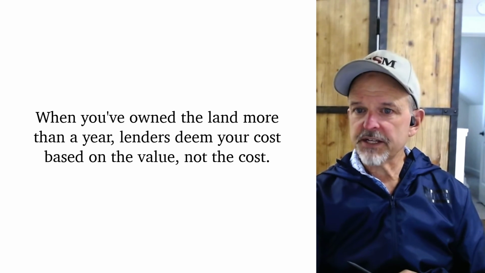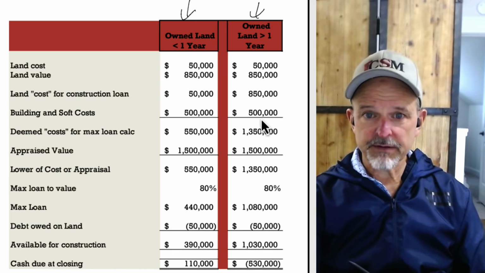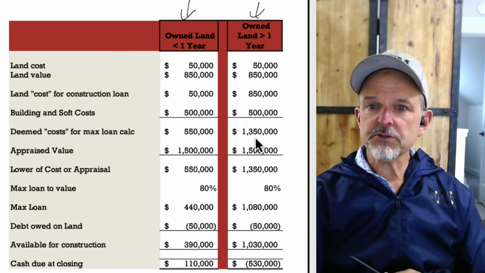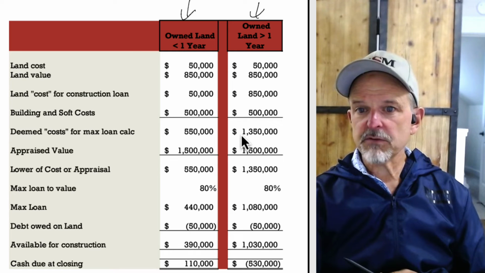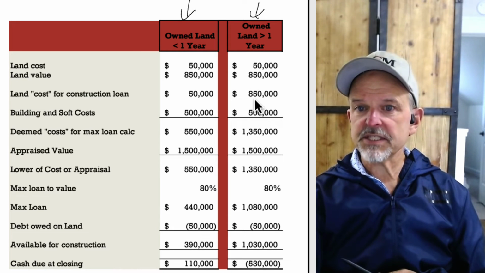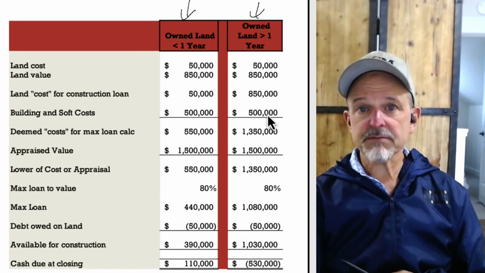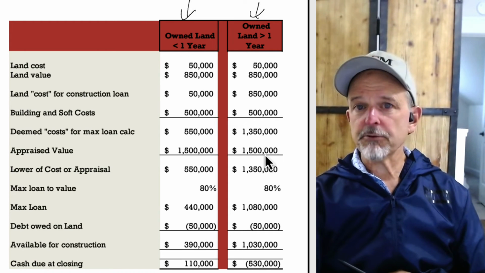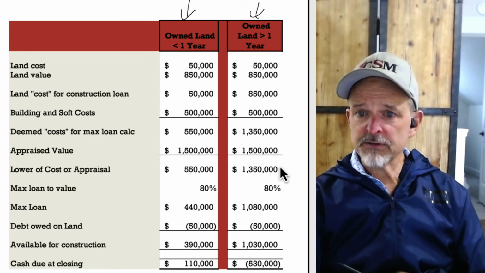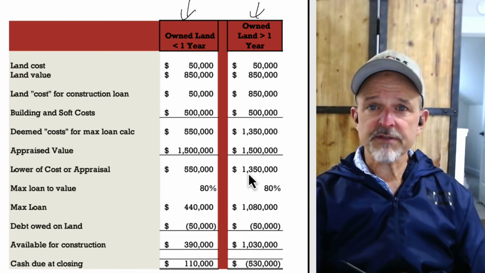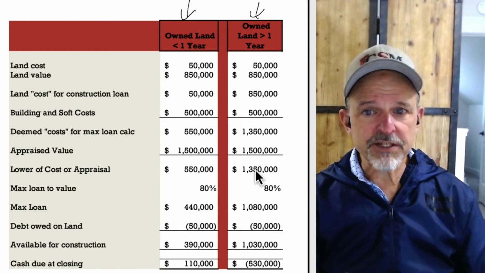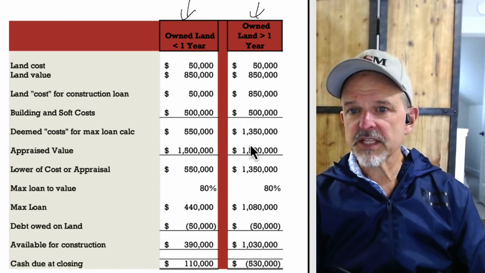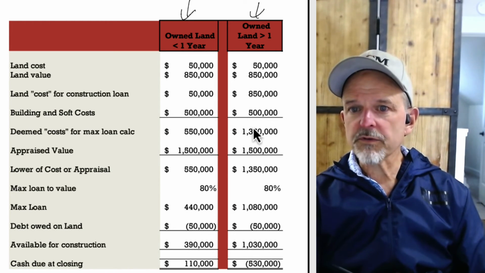And so now you've got your same soft costs. You're going to pay for construction and soft costs, $500,000. And so your deemed cost for this is going to be $1,350,000, which is the deemed cost of the land plus the building cost and soft cost. So $1,350,000, still going to appraise at $1.5 million. Now in this case, for purposes of calculating how much loan they're going to give you, they're going to base it off of $1.350 million because that's the lower of the appraisal or the cost.